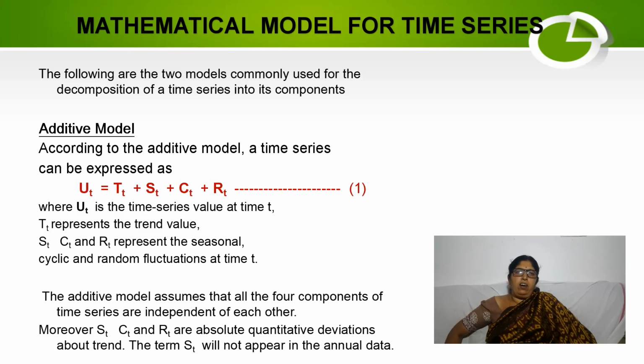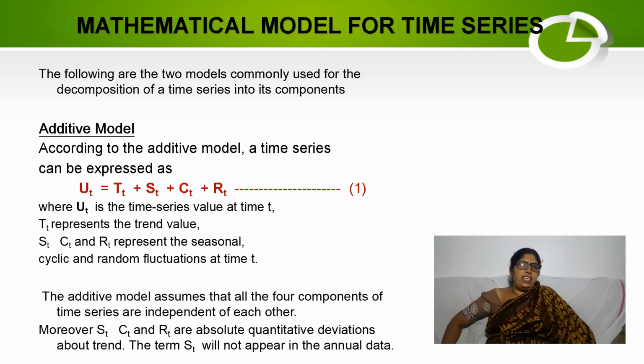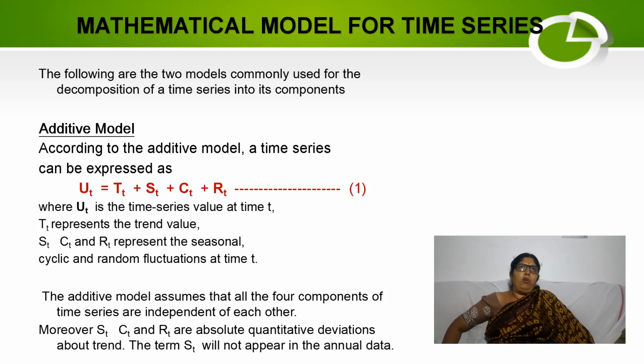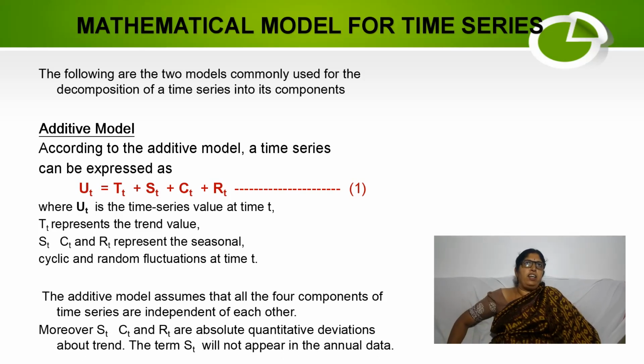Additive model. According to the additive model, a time series can be expressed as Ut = Tt + St + Ct + Rt, where Ut is the time series value at time t, Tt represents the trend value, St, Ct and Rt represent the seasonal, cyclic and random fluctuations at time t. The additive model assumes that all the 4 components of time series are independent of each other. Moreover, St, Ct and Rt are absolute quantitative deviations.